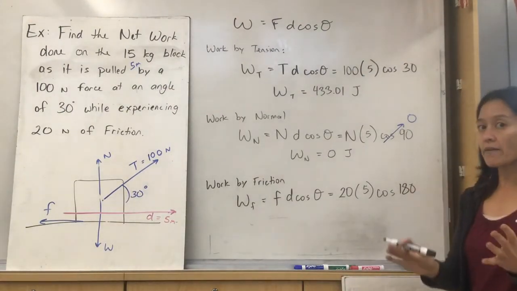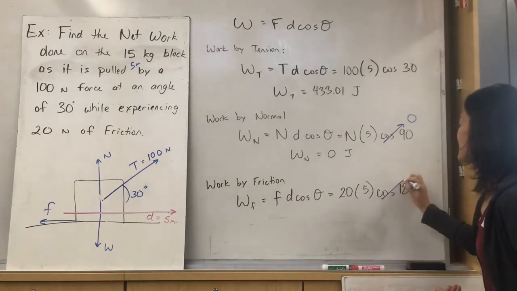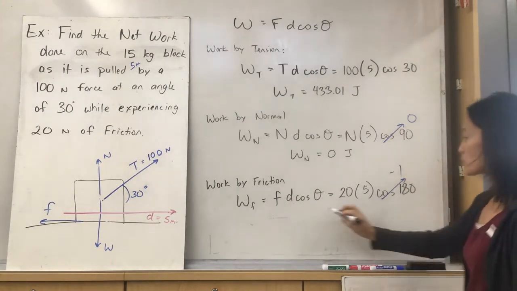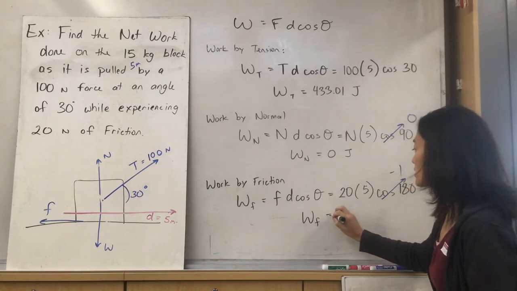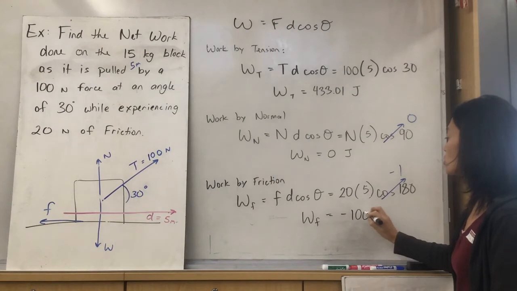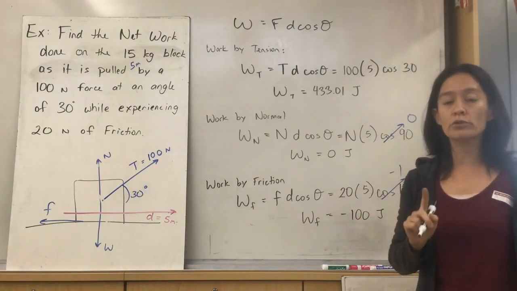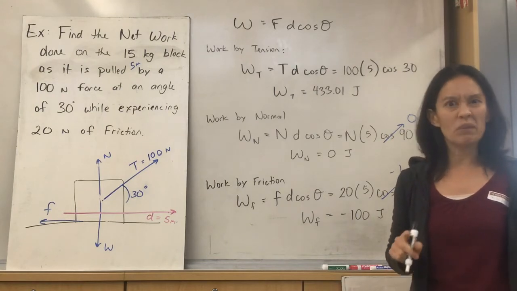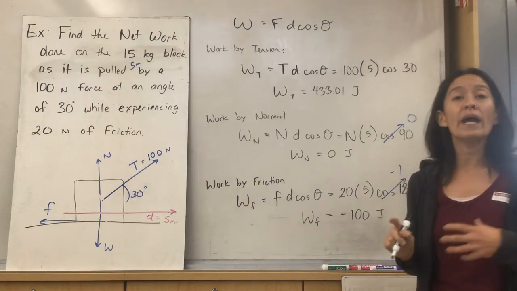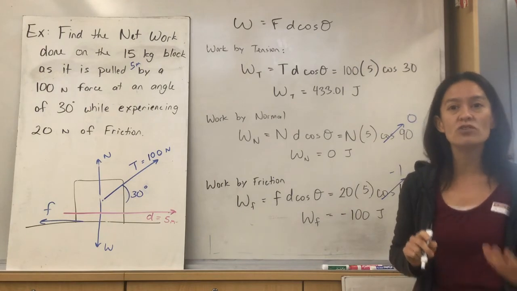And again, you're savvy math students. Cosine of 180 is equal to -1. So this means that my work done by friction, 20 times 5 is 100 times -1 is -100 joules. The work done by friction is -100 joules. What does that physically mean? It means that friction is actually taking energy away from the object. And that makes sense. Friction hinders motion.